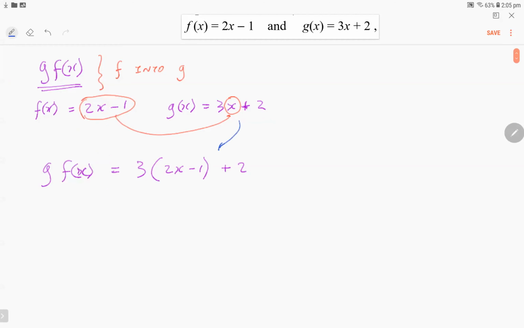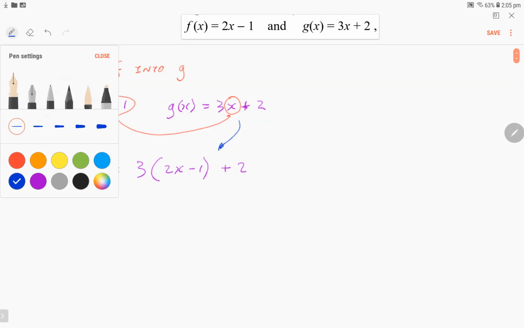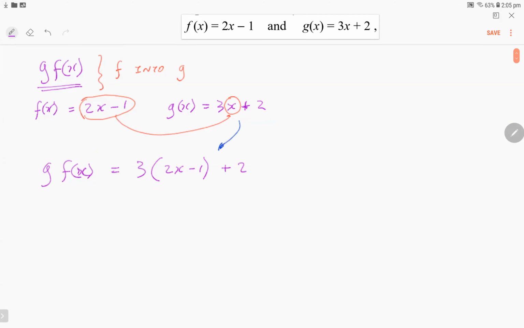But understand that? That is the result of that. When I put f into g. G of f is formed when I put f into g. And then I just work it out. So this becomes 3 times 2 is 6x. 3 times minus 1 is minus 3, plus 2. That is 6x minus 1, because minus 3 plus 2 is minus 1. That is minus 1. Simple as that.